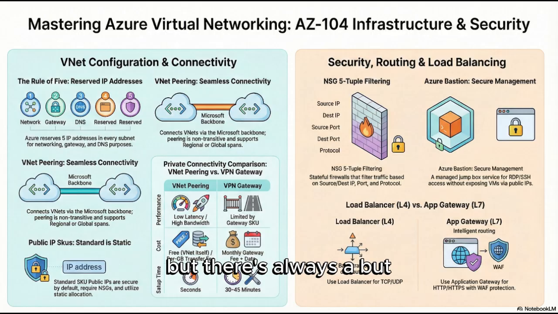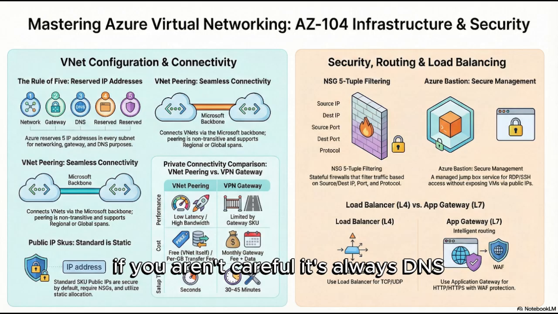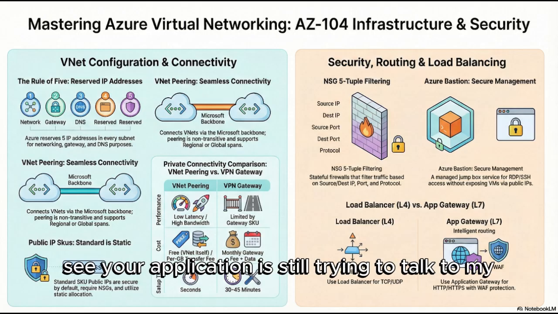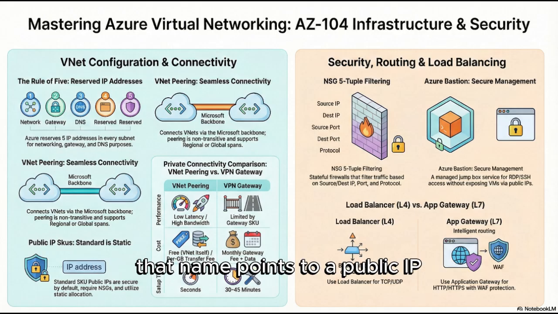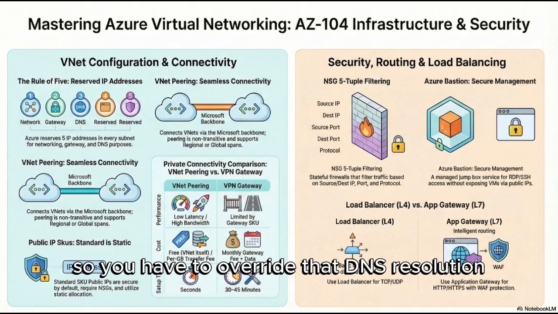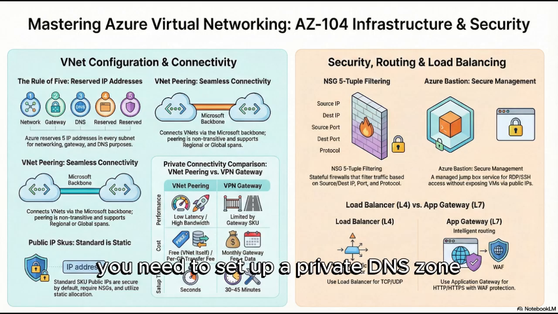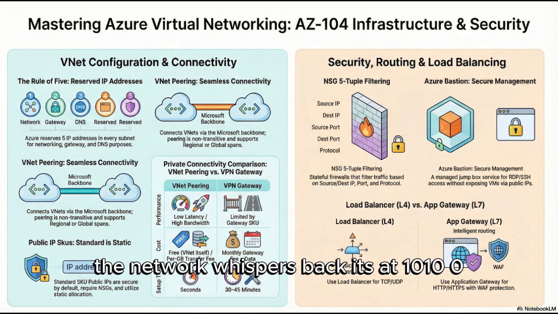But there's always a "but." The notes mentioned that private endpoints wreak havoc on DNS if you aren't careful. It's always DNS. See, your application is still trying to talk to mystorage.blob.core.windows.net. Globally, that name points to a public IP, but we want it to go to 10.0.0.5. Right, so you have to override that DNS resolution. You need to set up a private DNS zone so that when your app asks, where is the storage, the network whispers back, it's at 10.0.0.5.